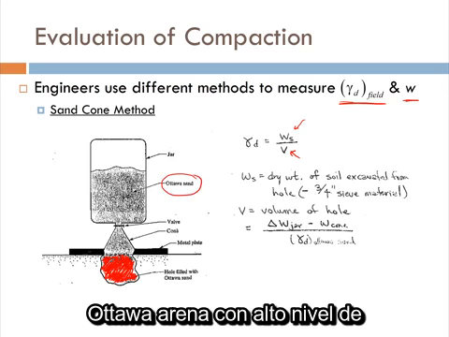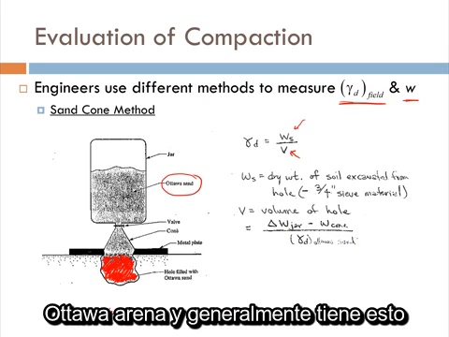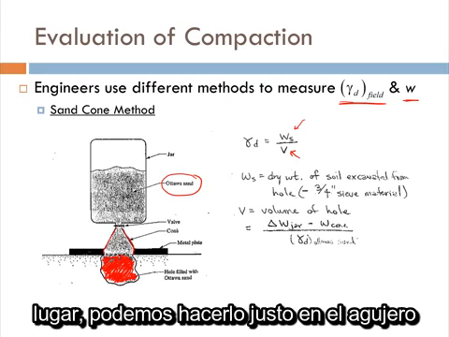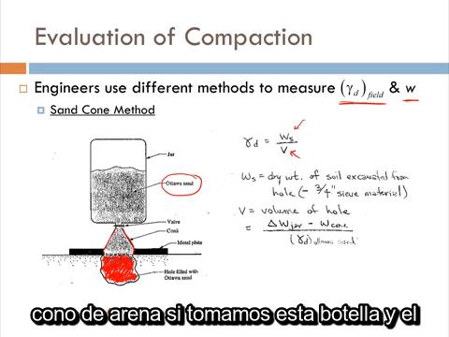We know the dry density of Ottawa sand with a high level of confidence. If we take a bottle of Ottawa sand, it usually has this little cone shape on the bottom of it so that the sand doesn't run all over the place and we can get it right in the hole that we dig. That's why they call it the sand cone.